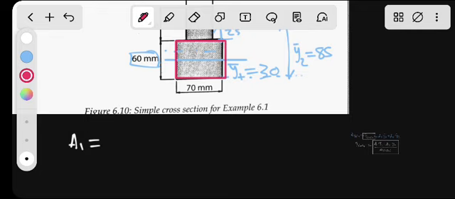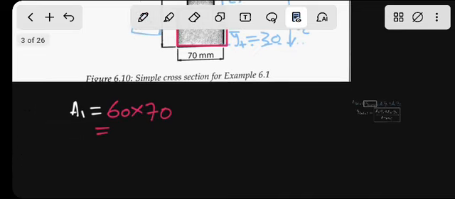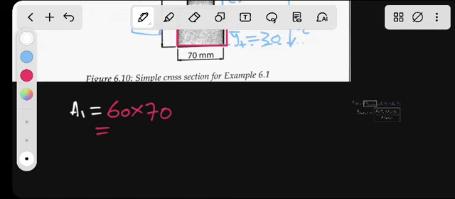We have 60 multiplied by what? By 70. What will be our area there? If we multiply, it will be 4,200. Obviously this is millimeter squared. This is what we have in millimeters.